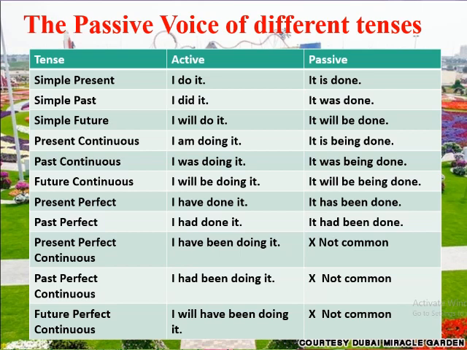Past perfect, I had done it. The passive form for this will be it had been done. Present perfect continuous tense, I have been doing it. The passive form for the present perfect continuous tense is not very common. And similarly, past perfect continuous tense and future perfect continuous tense also are not common in passive voice. So keep them in active form.